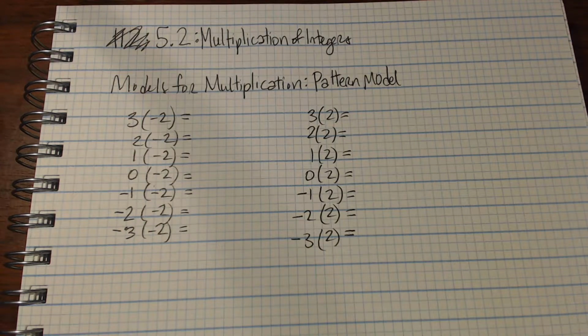Okay, guys, we're going to look at 5.2, and we're going to start off with the multiplication of integers, which, as we've already talked about, is positive or negative whole numbers. So when we talked about multiplication and division last time, there is a method that I haven't really gone into, which is the pattern model, and it's very useful whenever students are first learning.